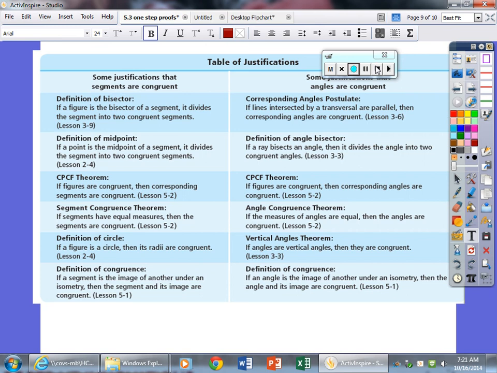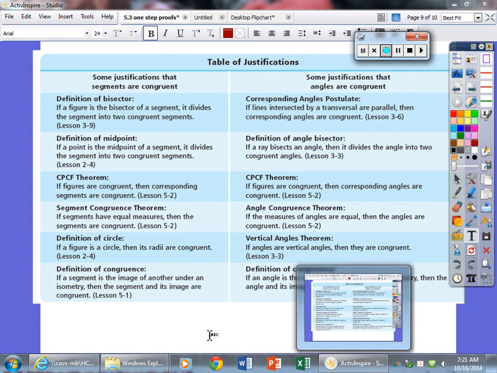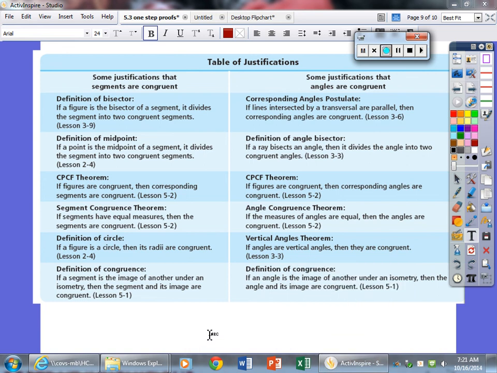I am also going to give you a copy of this table for you to keep in your notes. This table gives us some of the more common justifications used to show that different things are congruent. On the left side of the table, you're going to see why segments are congruent, and on the right side, some common justifications why angles are congruent. You'll find that this table is very useful, but by no means does it include everything that we are going to be using. This is just a beginning, so that you don't have to go to that packet and look up everything. This is just some common things that we're going to use.